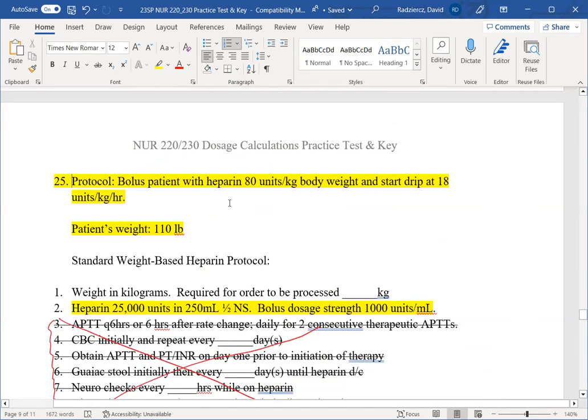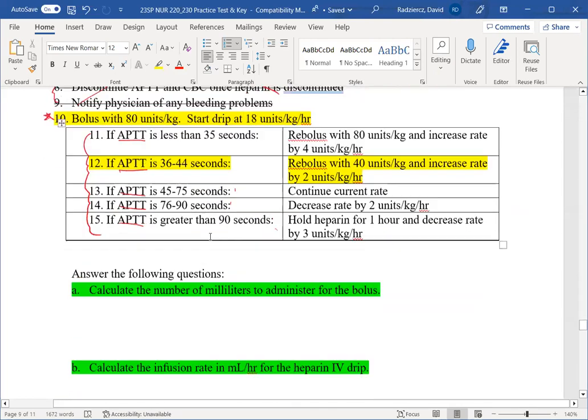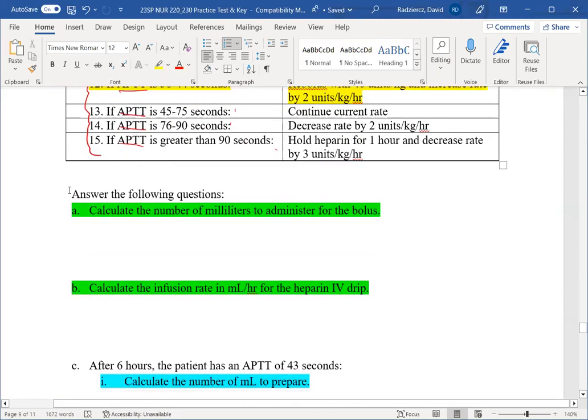So first of all, it takes a while to even get to the questions. It tells you the protocol, tells you what to do. Bolus the patient. So this is your order, right? Bolus the patient with 80 units per kilogram body weight, and then start a drip at 18 units per kilogram per hour. It also tells you the patient's weight. Then it goes through and gives you all these steps in the protocol. And after the protocol, it tells you to answer the following questions.